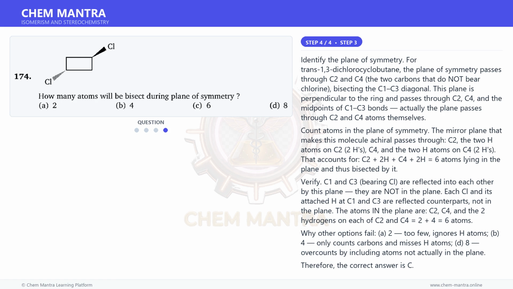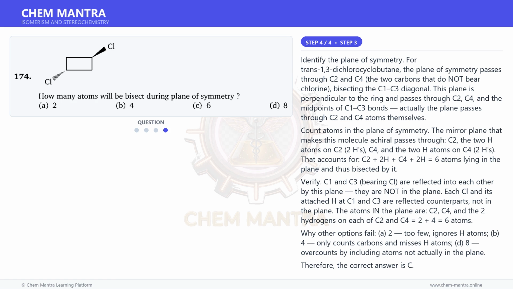Verify. C1 and C3, bearing Cl, are reflected into each other by this plane. They are not in the plane. Each Cl and its attached H at C1 and C3 are reflected counterparts, not in the plane. The atoms in the plane are C2, C4 and the two hydrogens on each of C2 and C4, which is equal to 2 plus 4 equals 6 atoms.